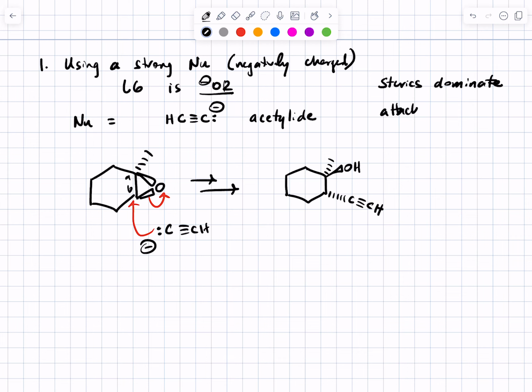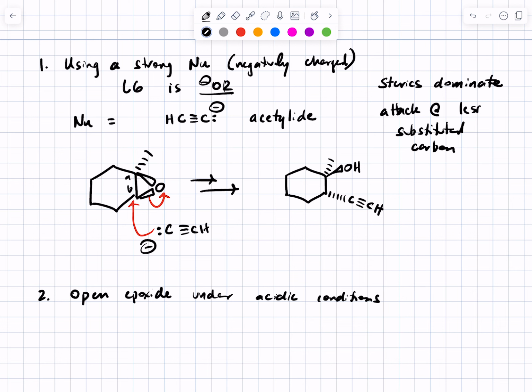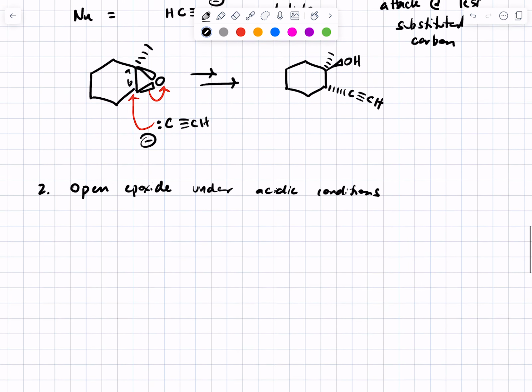So epoxides open at the less substituted carbon when we're using a strong nucleophile under negatively charged conditions. Right. So what are our other options? Second option is that we open the epoxide under acidic conditions. We haven't considered that yet, but let's do that now.